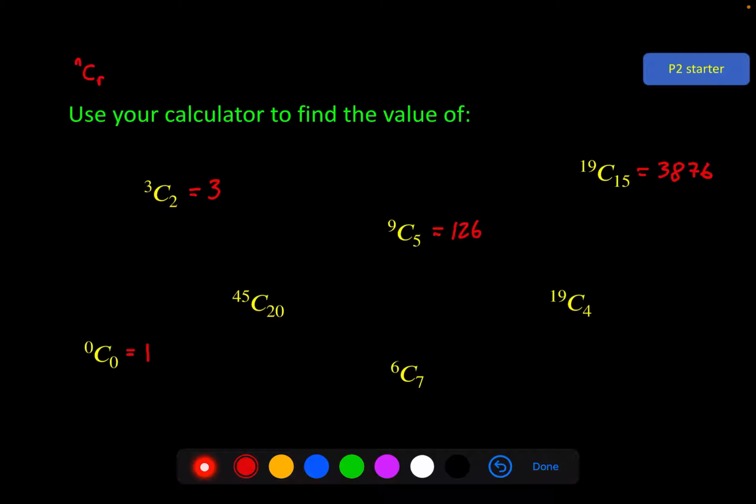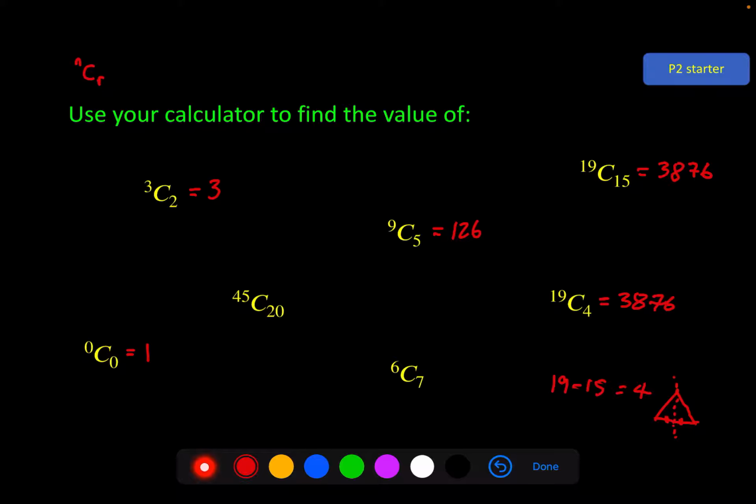19 choose 4 is the same, 3,876, and that is because 19 minus 15 equals 4. So the 4th term and the 15th term occupy symmetrical positions to one another in the triangle. So that's the same number if you remember the symmetry of the triangle. That's why you get the same number there.